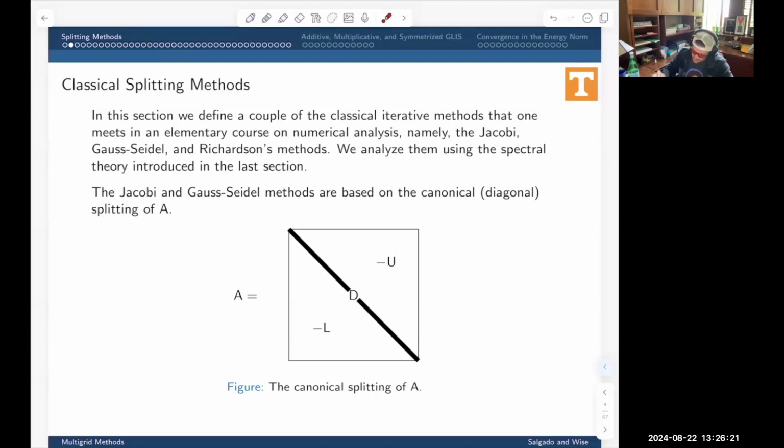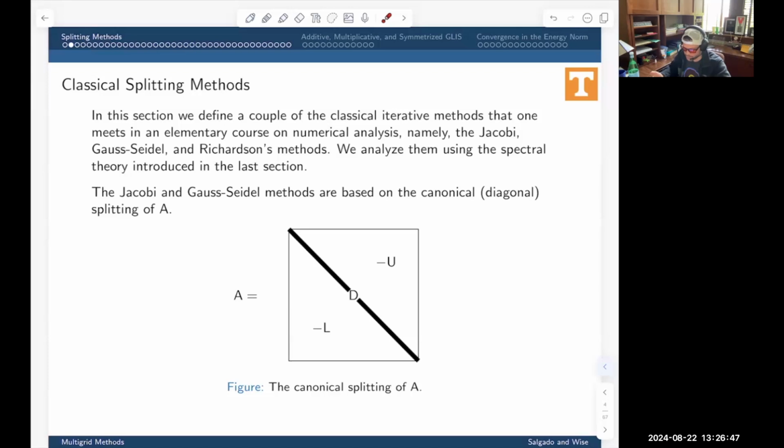So we think about A as being composed of three parts, three matrices: a strictly lower triangular part, a strictly upper triangular part, and a strictly diagonal part. I'm going to choose to use the notation from classical splitting methods. Instead of writing the upper triangular part as U, we're going to write it as minus U.